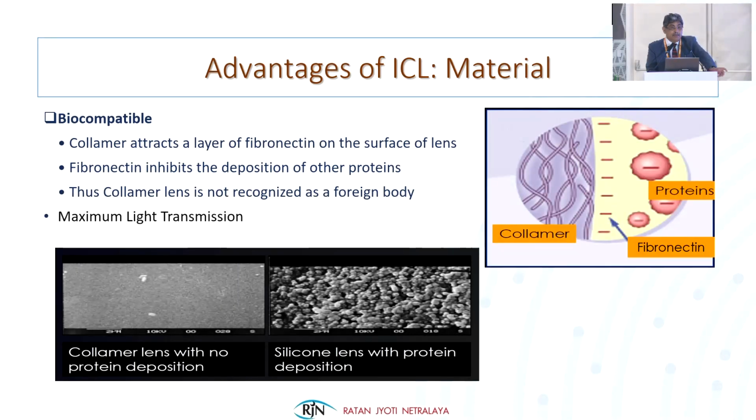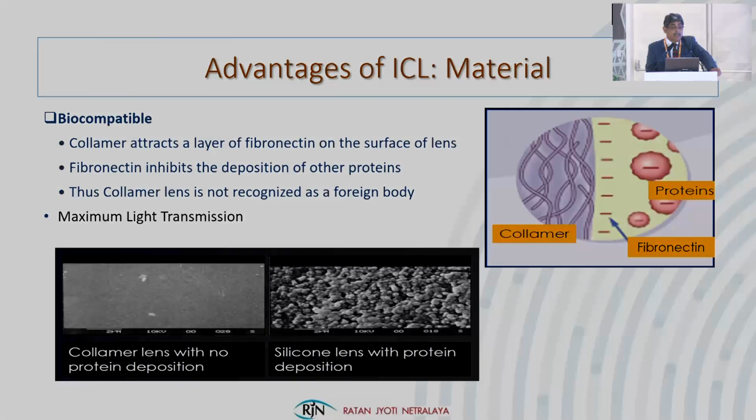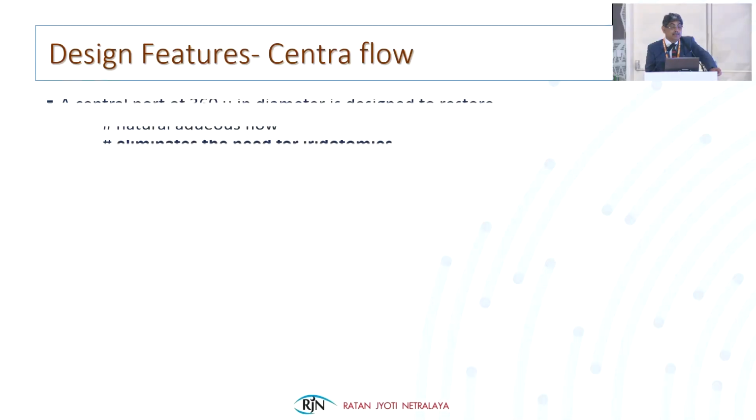The advantage of this material from Star Surgical is that it is a polymer material and it attracts fibronectin. A layer of fibronectin is formed on the surface, which repels the proteins, so there is less chance of protein deposition on the surface, and thus the polymer lens is not recognized as a foreign body, and there are no deposits of material on the surface, unlike the hydrophilic acrylic material. And above all, this material has maximum light transmittance.